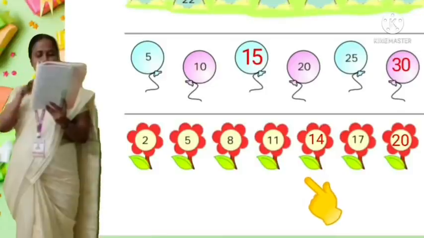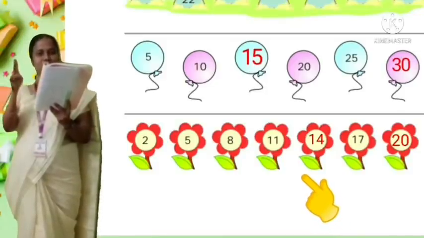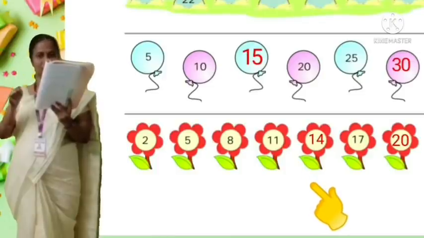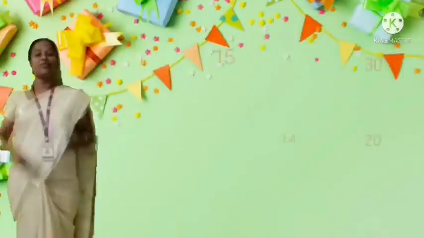15, 16, you have to write 17. Yes. After 17 leave 2 numbers. 18, 19. What will be the third number? 20. Yes. We have completed the book exercises.